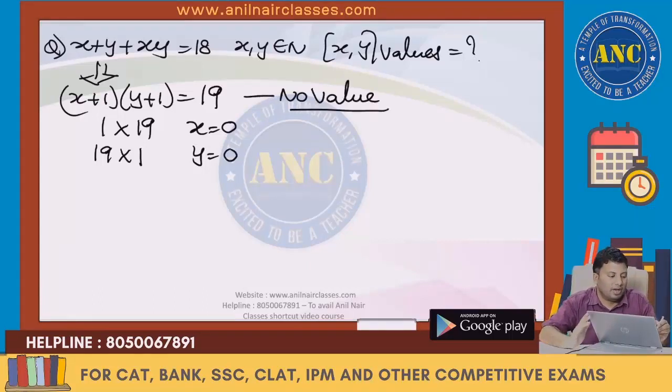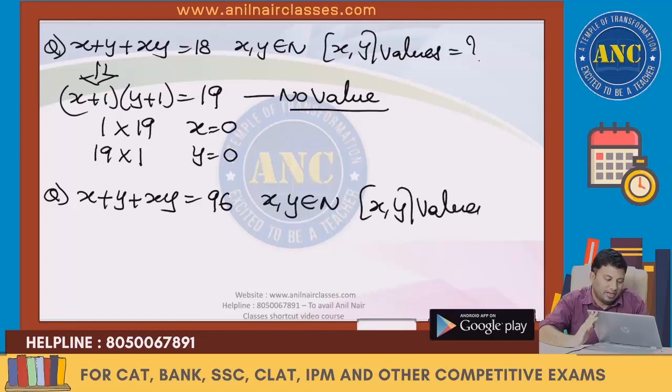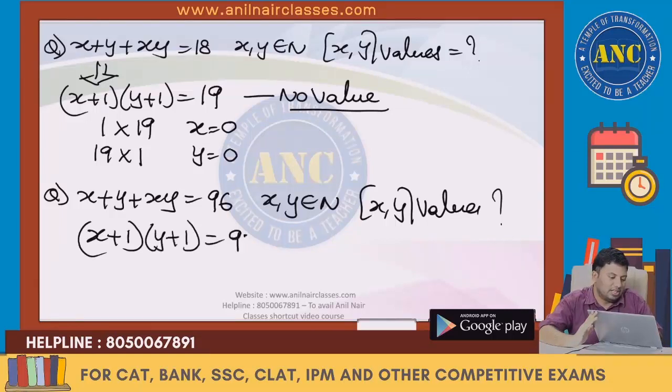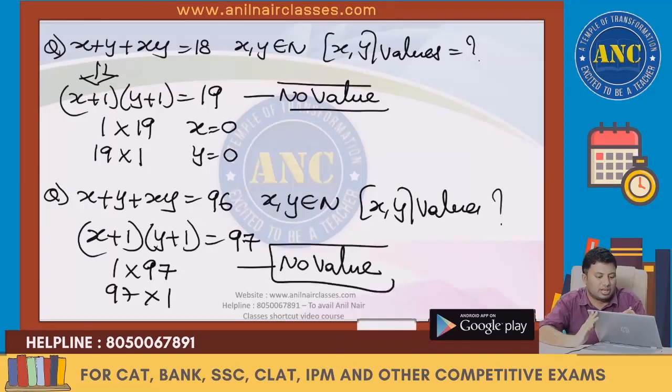Next, x plus y plus xy equals 96, where x and y are natural numbers. How many values x comma y will take? Directly you can say, based upon this conclusion, if I add 1 to it, x plus 1 into y plus 1 is 97. 97 is a prime number. 1 into 97, 97 into 1. The answer is no value.